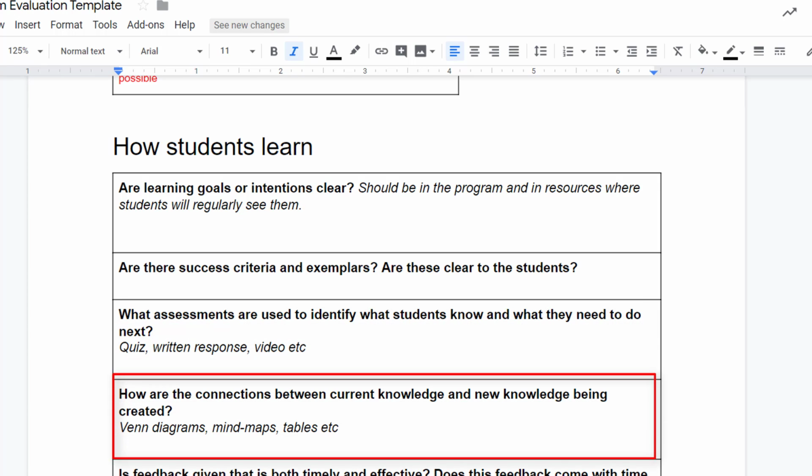Next, how are the connections between current knowledge and new knowledge being created? So how are you actually purposely connecting the new content that you're giving them to the old content that they already know? You need to try and work out how you can make those connections stronger, because the more you can connect new stuff to old stuff, the easier it is for your students to remember it and to make use of it when you want to actually ask them to apply it.